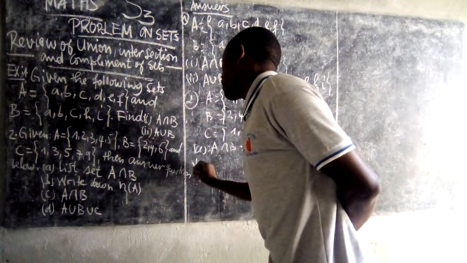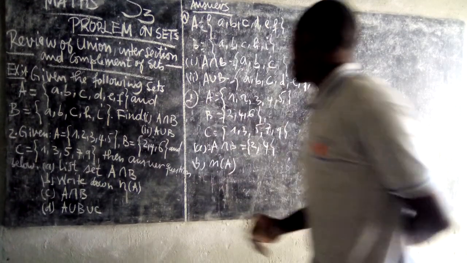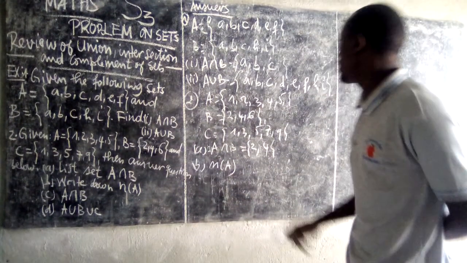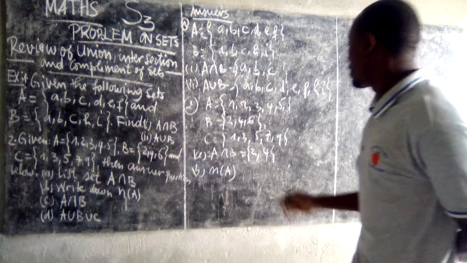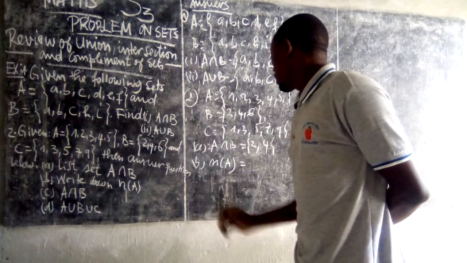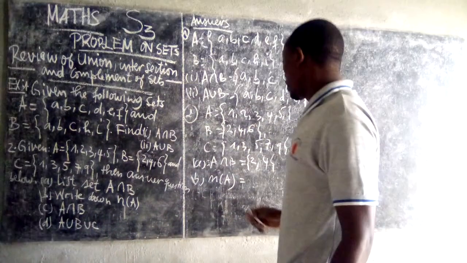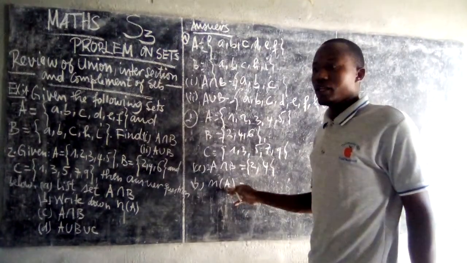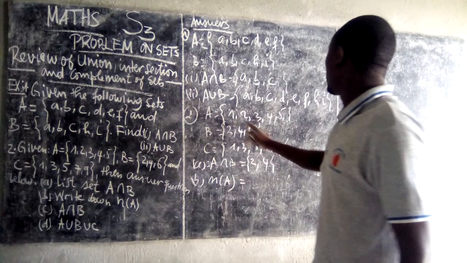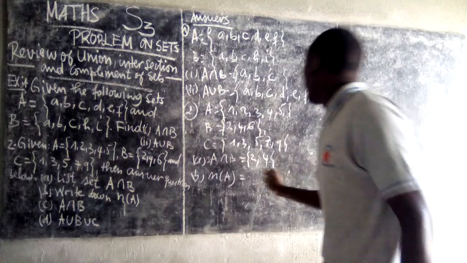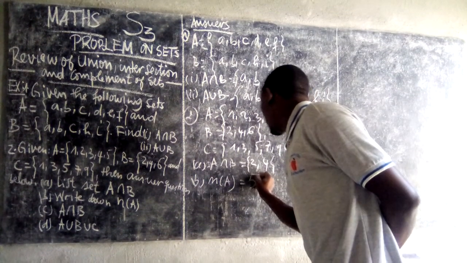Part B, the number of set A. The n of A, where A is 1, 2, 3, 4, 5, means you count the elements in set A. 1, 2, 3, 4, 5. It means that the number of elements in set A is 5.